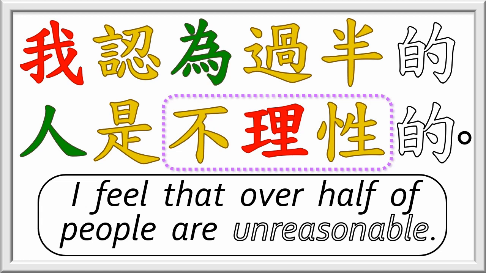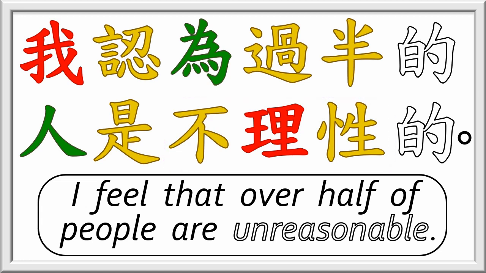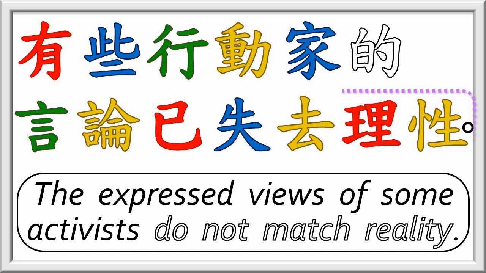You'll recall that the character 性 is sometimes used as a noun suffix indicating a quality or characteristic. So, 理性 refers to one's capacity for reason and logic. 我认为过半的人是不理性的. I believe that over half of people lack good judgment. 有些行动家的言论已失去理性. The views expressed by some activists do not match reality.